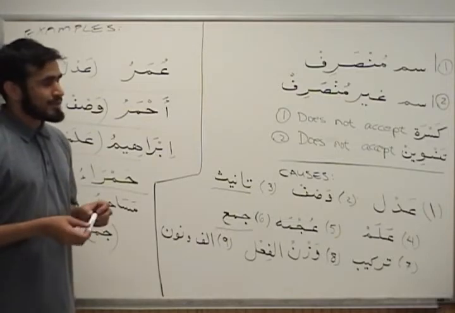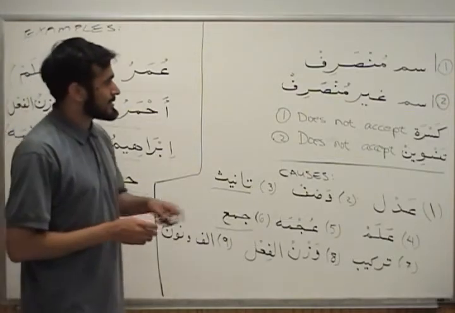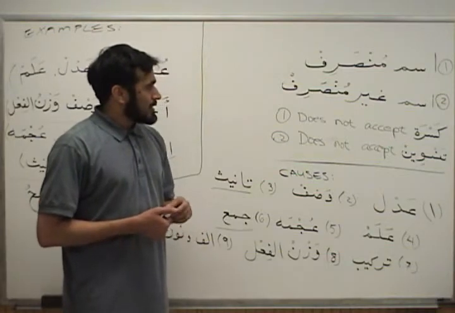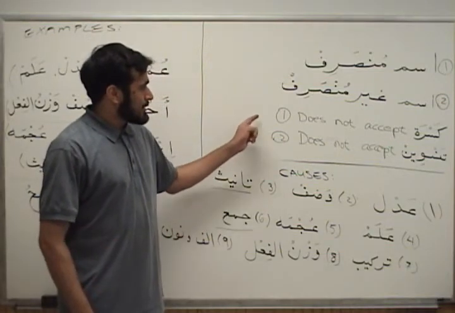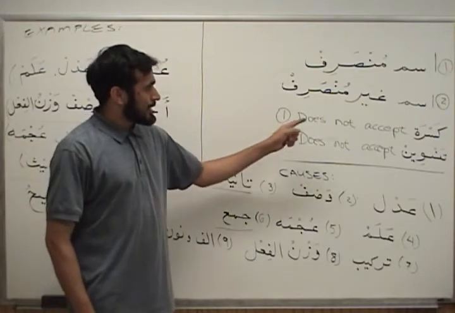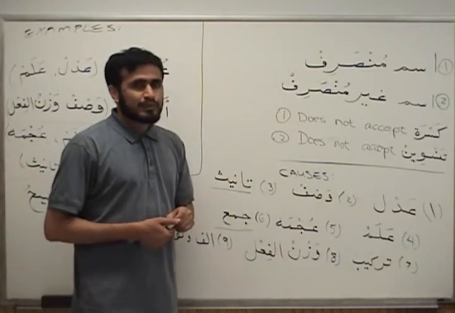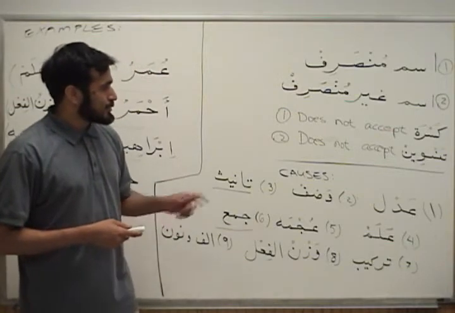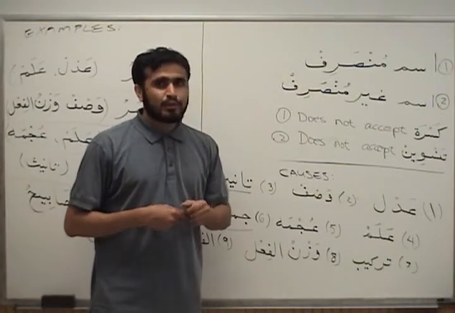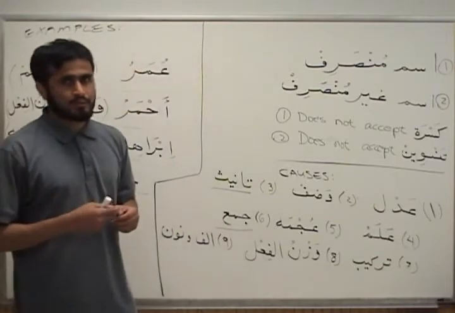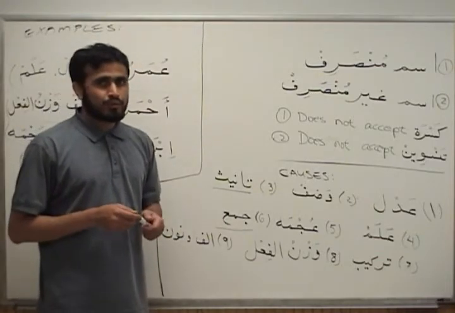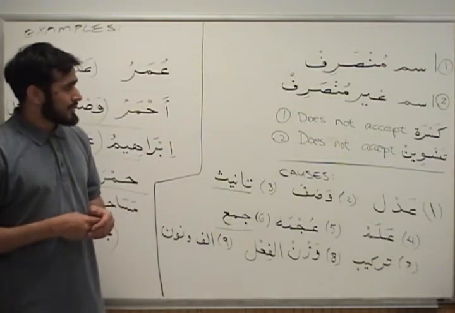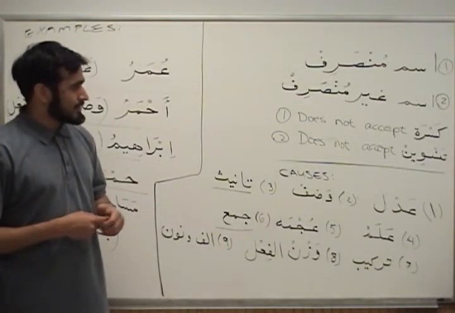There's a category of ism, of nouns, that's called ism ghayr munsarif, and there are two important things that we need to know about them. Number one, they do not accept a kasra. So you cannot put a kasra on these nouns. Number two, they do not accept tanween. Tanween is two fathas, two kasras, two dhammas, such as kitabun, kitaban, kitabin. These isms do not accept either kasra or tanween.